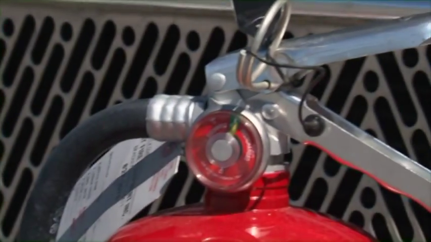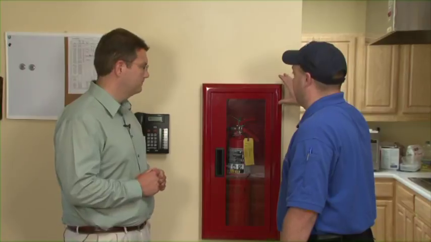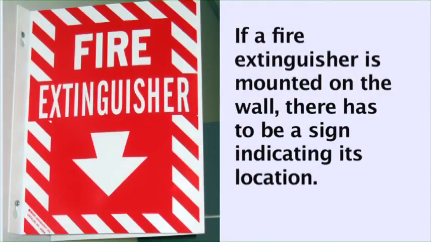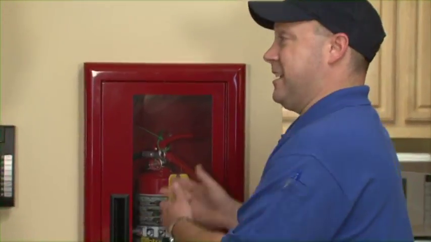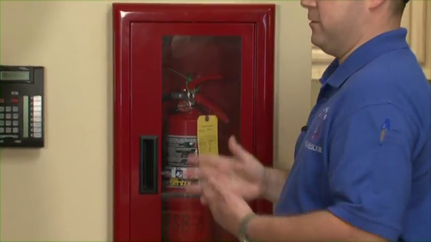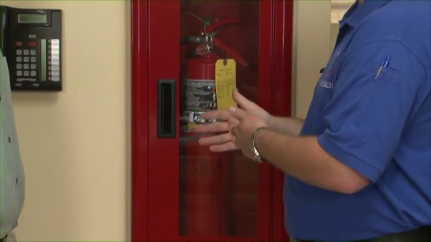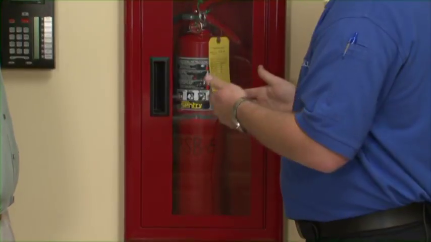Sure thing, Rob. One of the first things that we look for is that the extinguisher is housed either in a cabinet or mounted on the wall. And if it's mounted on the wall, then there has to be some sort of a sign or decal to indicate where it's supposed to be. One of the first things after that we look for is that the extinguisher is actually there, that somebody hasn't removed it to be sent out for service, or that they didn't misplace it.